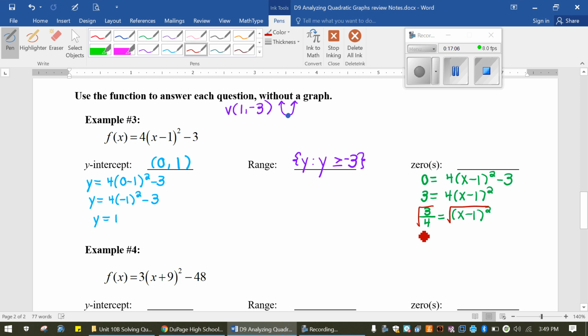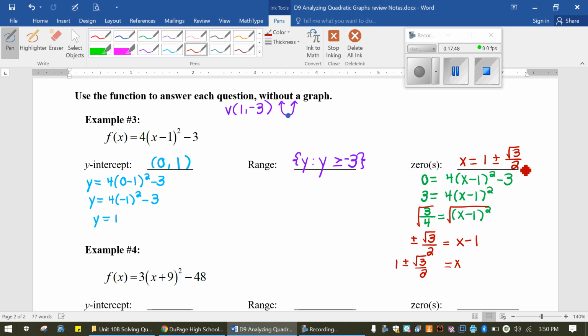Now, when you take the square root of both sides, you're going to have an answer that's plus or minus. I know that the square root of 4 is 2, so I don't have a square root left in my denominator anymore. But I do have a square root of 3 left in the numerator. And then my square root cancels my square, so I have x minus 1 here. So add 1 to get x by itself, and you're going to have 1 plus or minus the square root of 3 over 2. So my zeros: x equals 1 plus or minus the square root of 3 over 2. Each of those I was able to do without even seeing a graph for the quadratic.